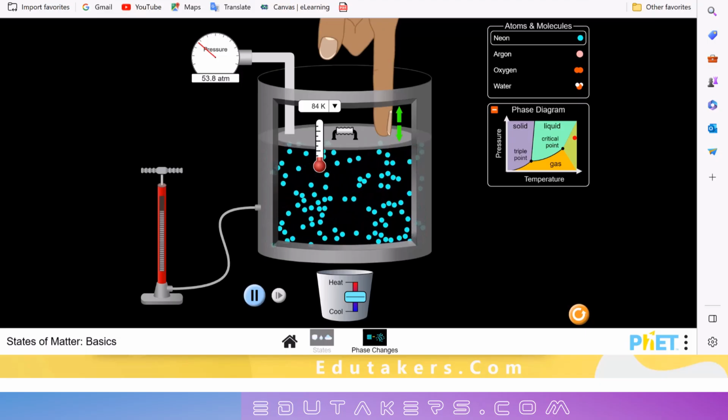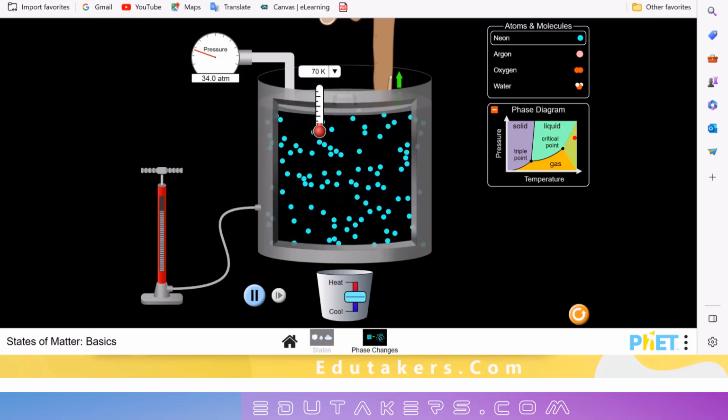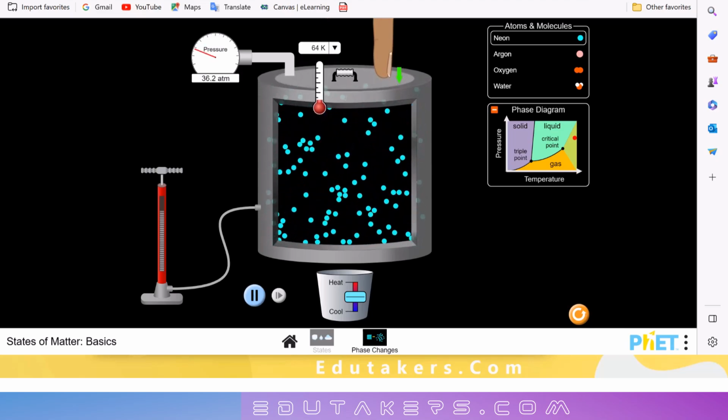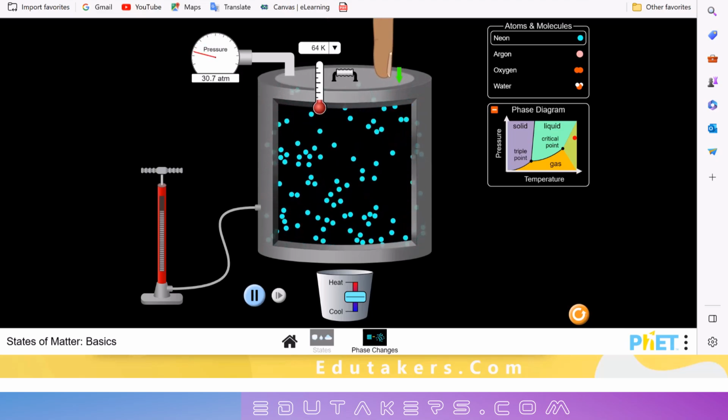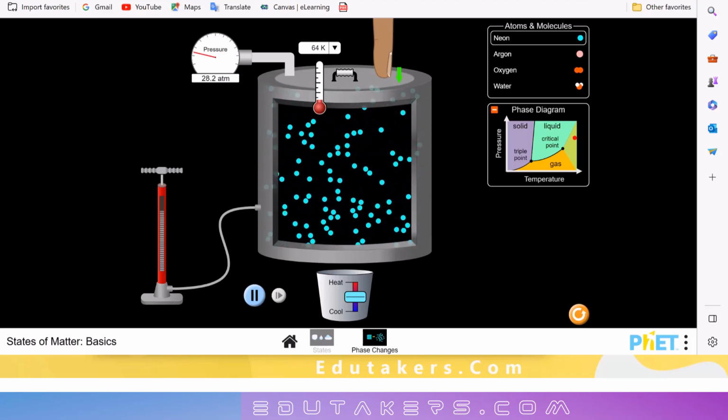So if I bring this back, then what will happen? The pressure is decreasing. You can see the speed is going to decrease and the collisions are also decreasing. So in this way you can see the effect of the temperature and pressure on the molecules of the gas.